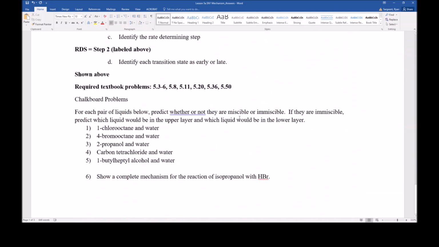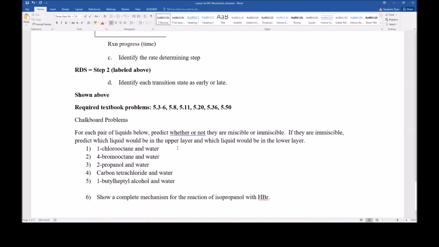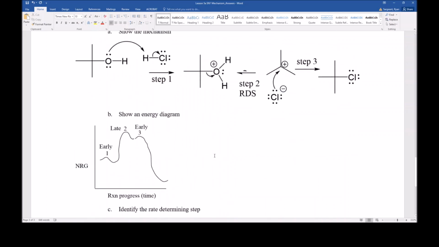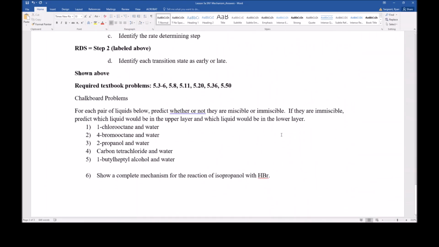For your homework, you need to look at water being mixed with each of these compounds, and basically you're going to reproduce this table right here, but only this last column. So you'll be given a variety of different compounds, and you just need to identify if they're miscible or immiscible, and then if they're immiscible, identify if it's top layer or bottom layer. And those should be fairly easy chalkboard problems for you to grab some extra credit points.